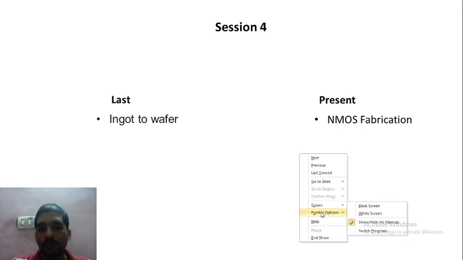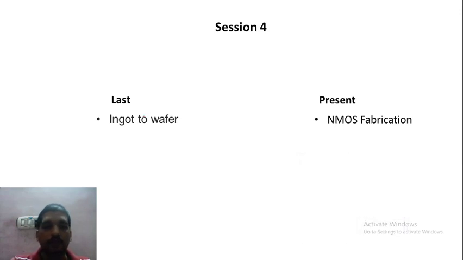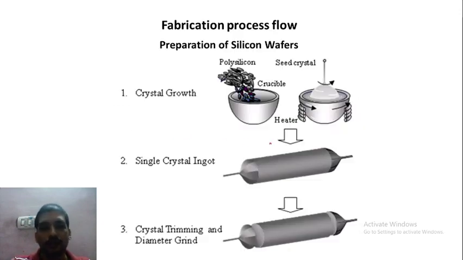In the last session we discussed how we can form a wafer from the cylindrical ingot. Let us recapitulate first. In the fabrication process flow till now we have discussed the process and the preparation of silicon wafers. We started with the basic raw material, sand. We obtain quartzite. From that quartzite, through the furnace, we obtain MGS. From MGS we obtain EGS, electronic grade silicon.